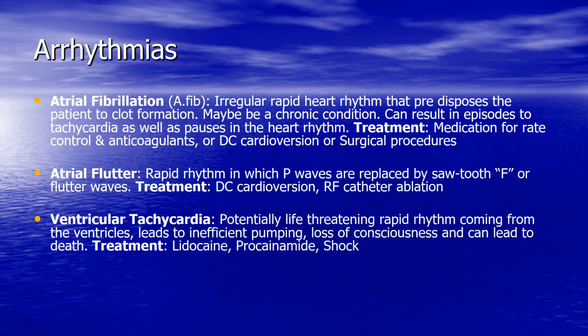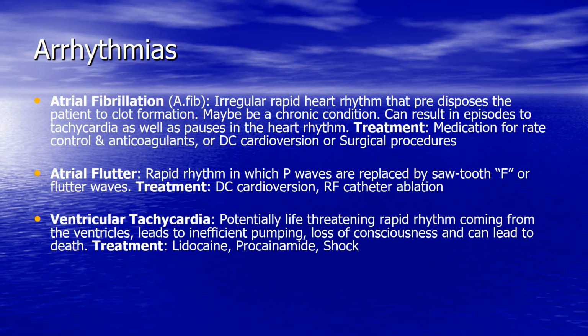Let's talk about some rhythm disturbances or arrhythmias. Atrial fibrillation is by far the most common rhythm disturbance in the United States. We have an irregular, rapid heart rhythm that predisposes the patient to clot formation. This can be a chronic condition. It can result in episodes of tachycardia as well as pauses in the heart rhythm.